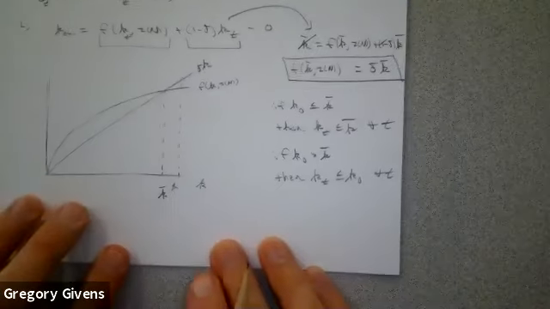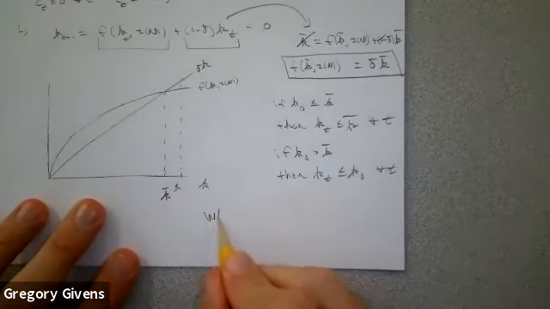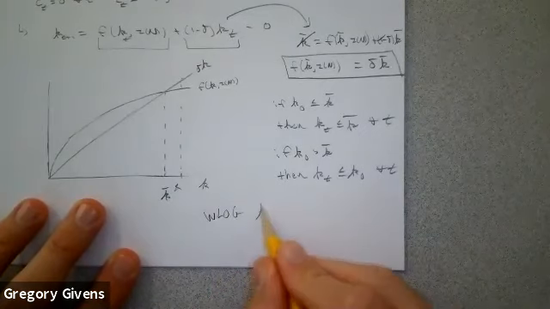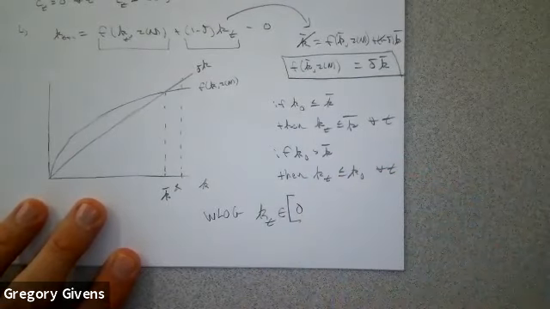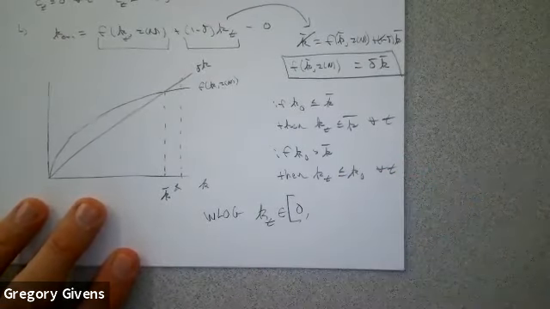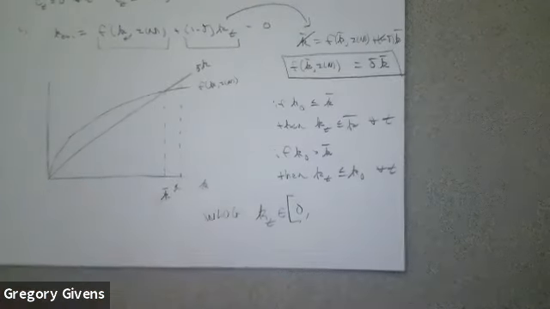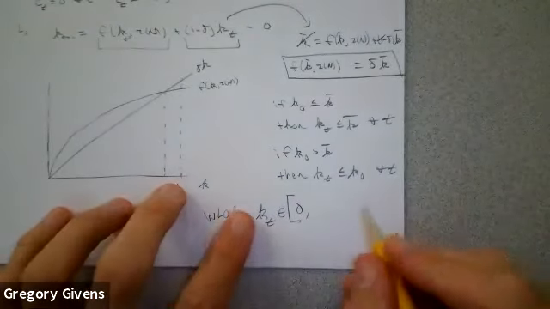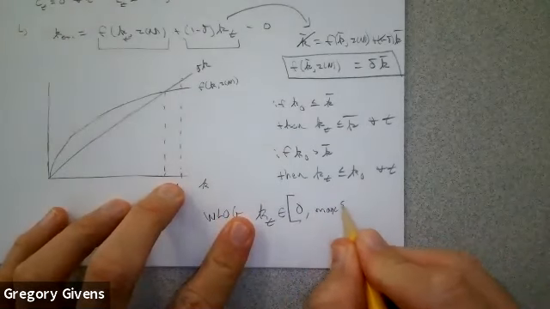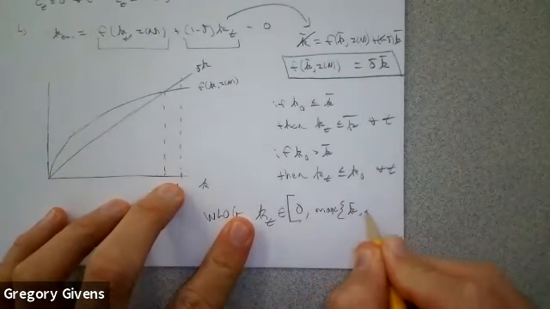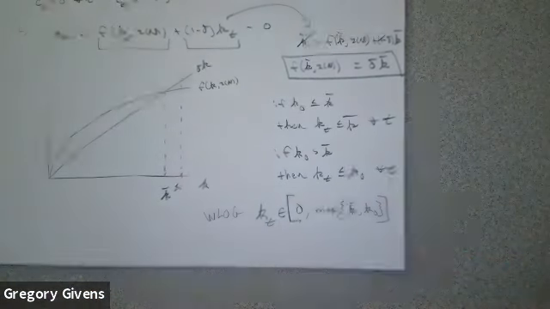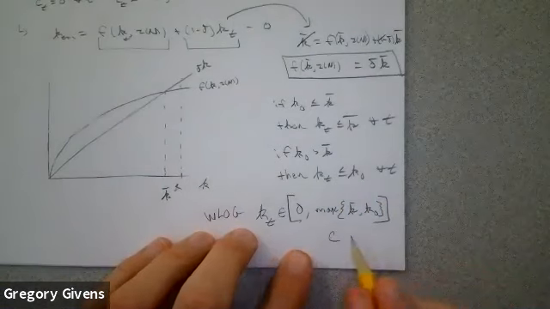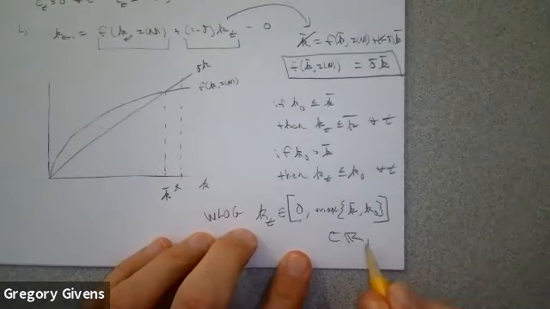So without loss of generality then, we can assume that the capital stock will reside on this closed and bounded interval where the lower bound is determined by 0 and the upper bound is determined as the max of either K bar or initial capital, whichever of the two happens to be greater. That is a compact subset of the reals.